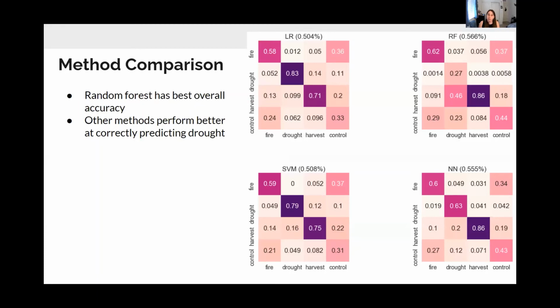I think an important note to make with that also is that each method actually worked better at predicting drought than the random forest. Even the logistic regression, which is a really simple method, was able to get 50% accuracy and predict drought with 83% accuracy. Which I think is really impressive.